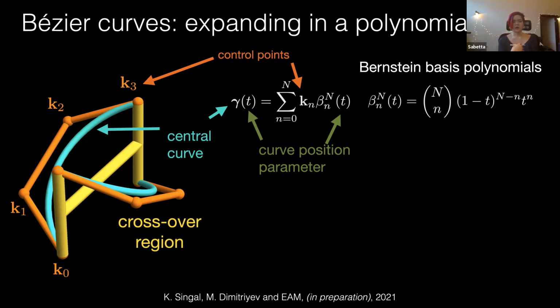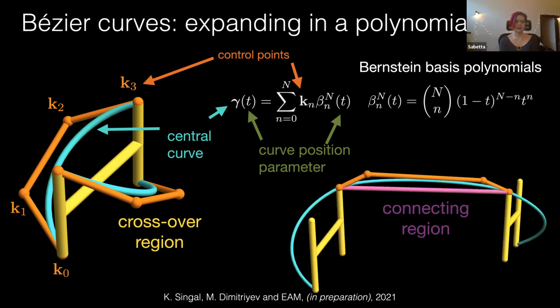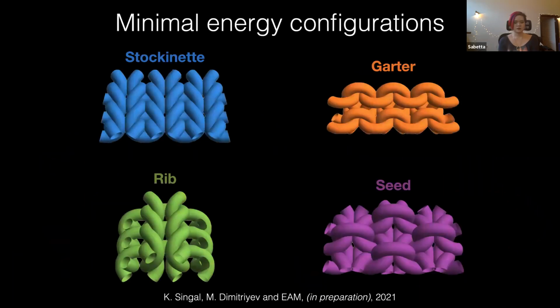So basically, we have all of these Bezier curves, and you connect up Bezier curves in crossover regions to Bezier curves in connection regions so that the start and end points are the same, the tangents are the same, the curvatures are the same, and so on. So these are the simulation results.